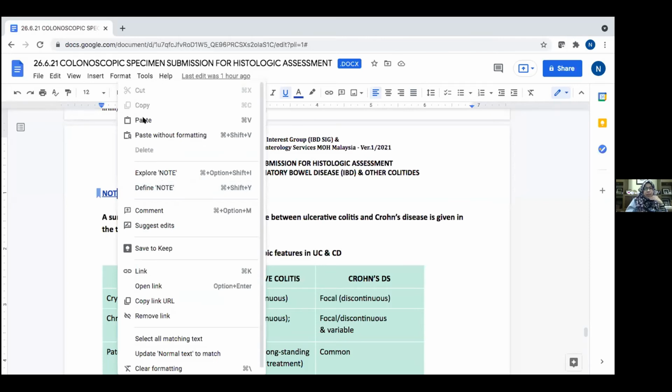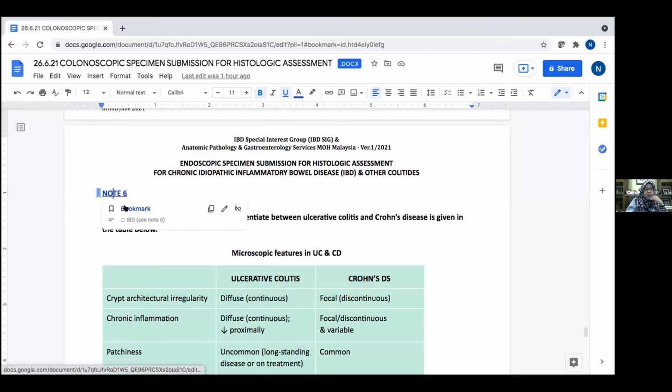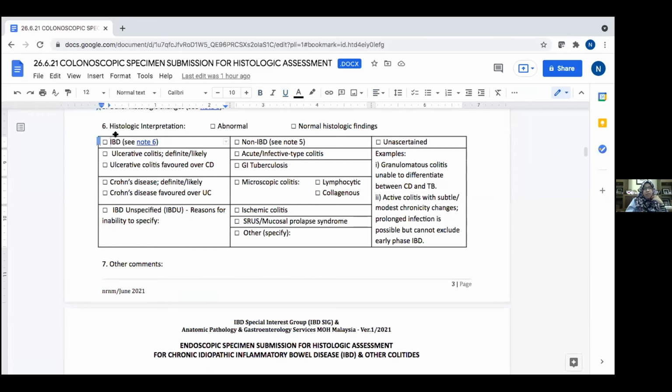So back to our form, the last part of the form. After summarizing everything that we have found on histology, we need to decide, are we dealing with IBD or not? If it's not IBD, we have gone through in note 5 the possibility of finding one of these. Most often it is the infective type colitis, but beware, you may also find GITB, also quite common, and SRUS or mucosal prolapse syndrome is also common in daily practice.